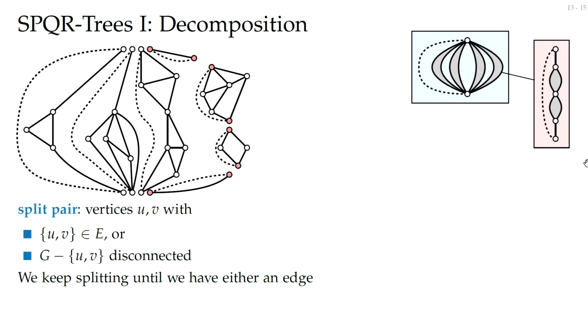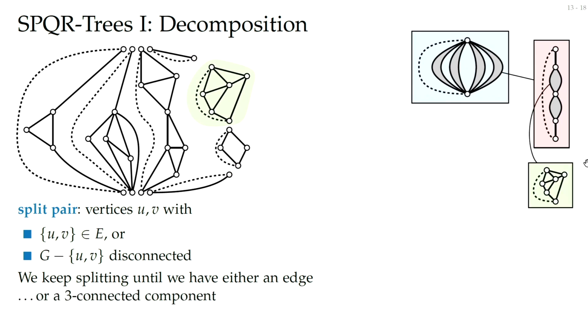This component here. We want to look for another split pair. But if you stare at it, you will see this graph is already 3 connected. There's no split pair inside here. So we just keep the whole component. We put a 3 connected component here. There's no split pair we can use.